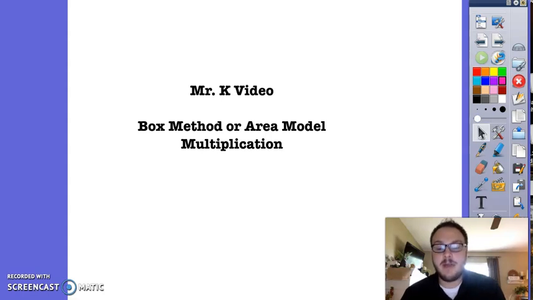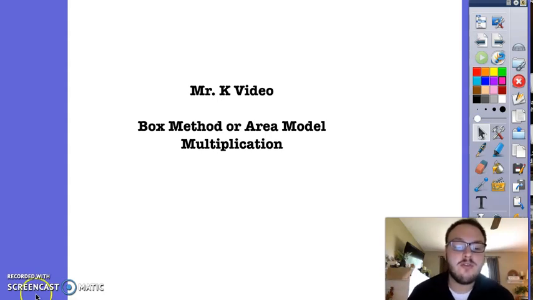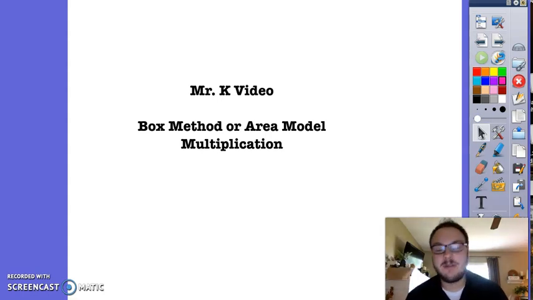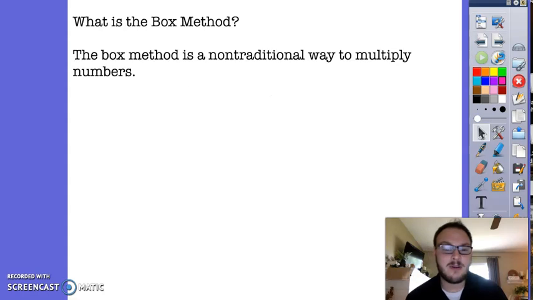Hello and welcome back. Today we are going to be covering the box method, or area model, for multiplication. This is a new way to multiply numbers as opposed to what we may have learned back when we were in school. But that's okay. A lot of my kids find this easier, and it works with smaller numbers, but I wouldn't recommend doing this with numbers with more than 3 digits in them. So, with that being said, let's go ahead and get started.